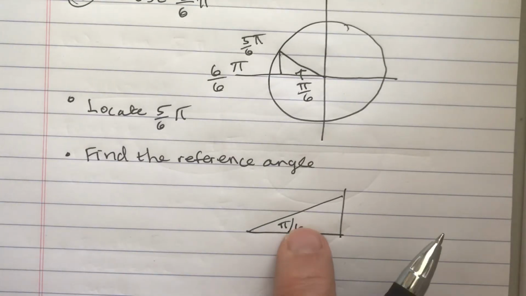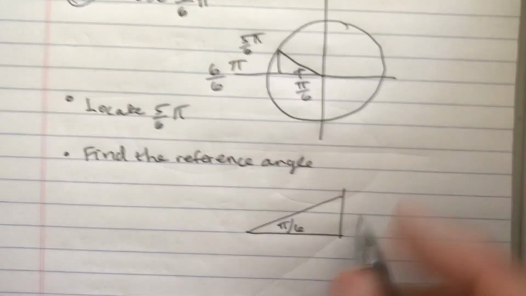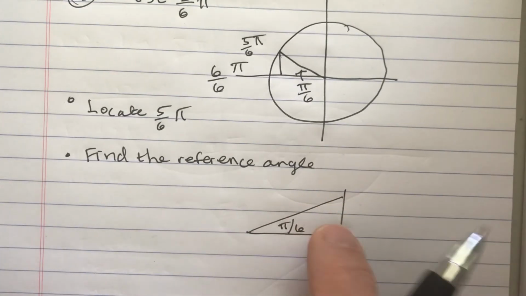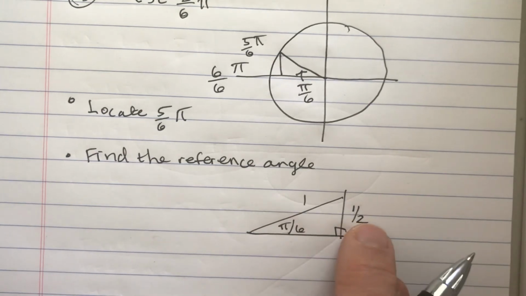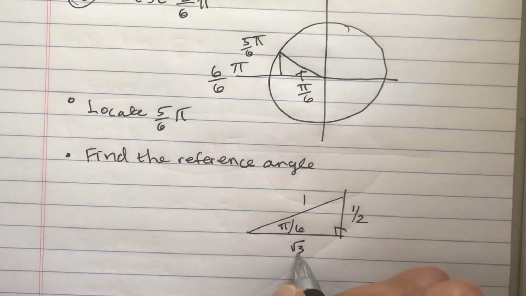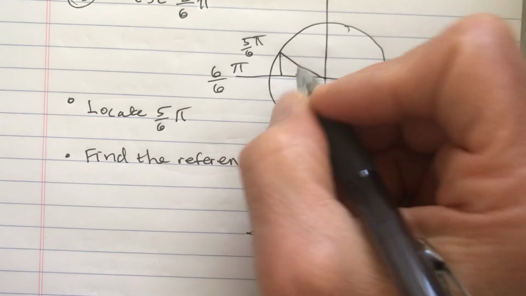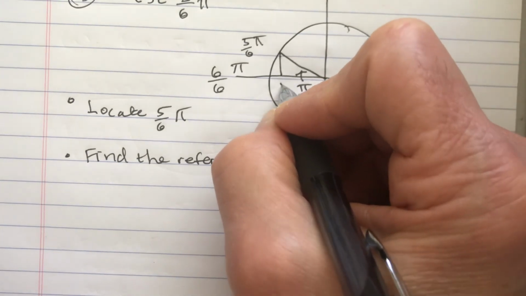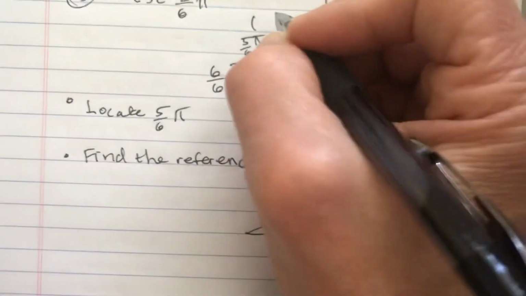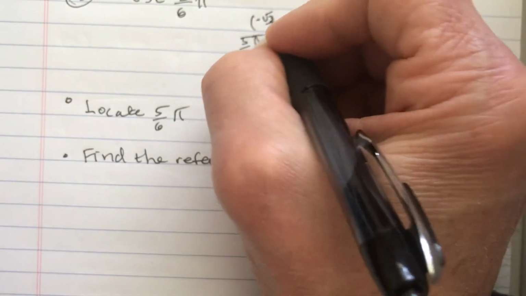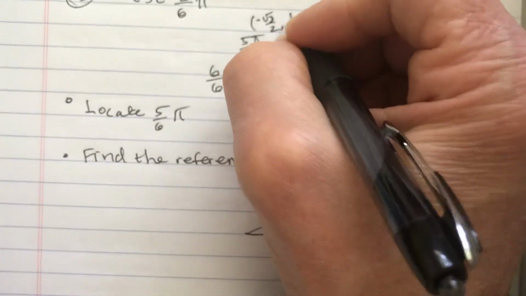Pi over 6 is the smallest angle in this 30-60-90 triangle. So the side opposite that will be the shorter side, and over here is the longer side. So I'm going to get that this is rad 3 over 2, 1/2. So the point becomes negative rad 3 over 2 because I'm going to the left, and then 1/2 going up.